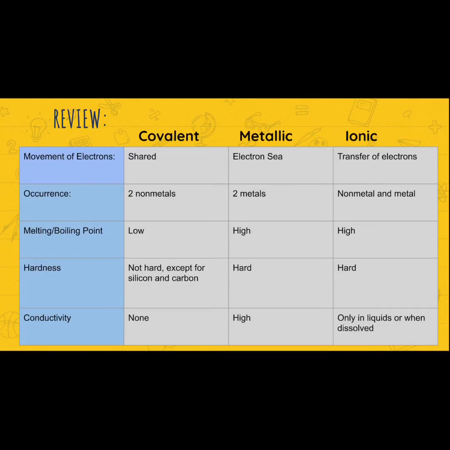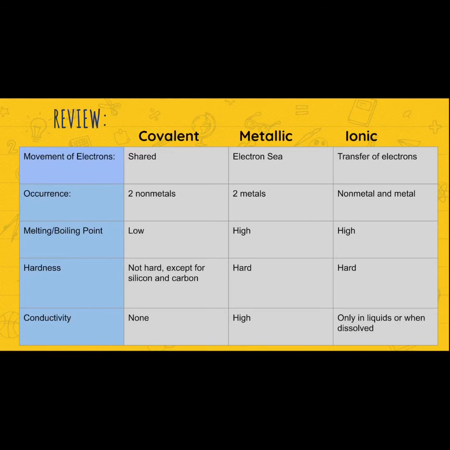So just to review, we have covalent, metallic, and ionic bonds. Covalent is sharing electrons, metallic has an electron sea, and ionic transfers electrons. Covalent is between nonmetals, metallic is between metals, and ionic is between a metal and a nonmetal.